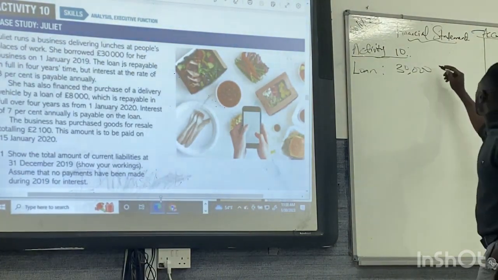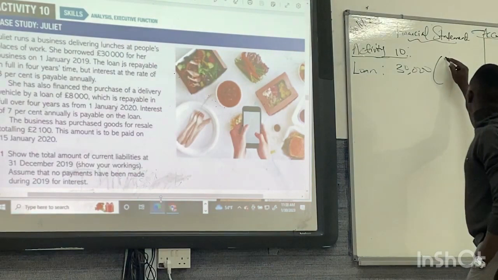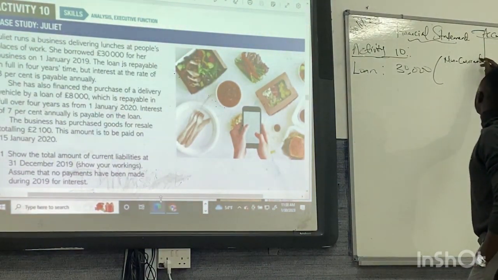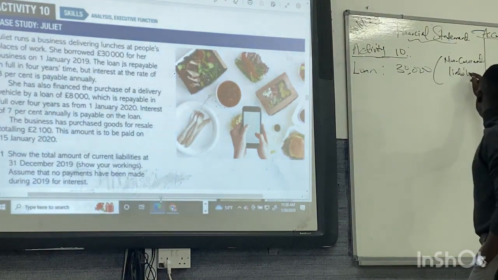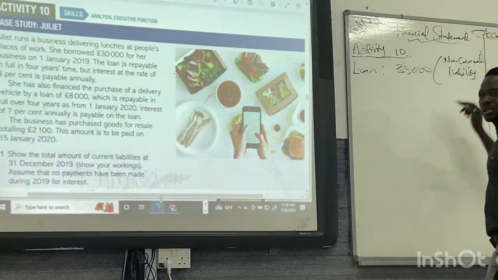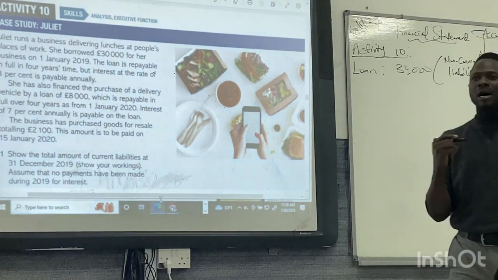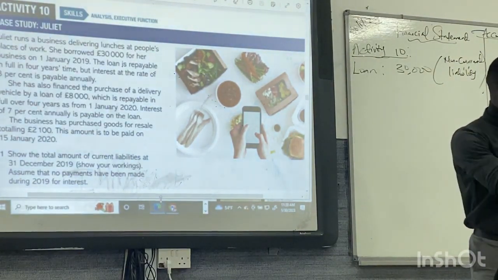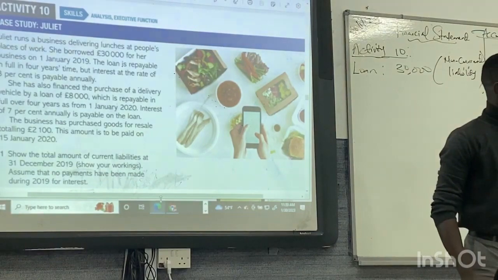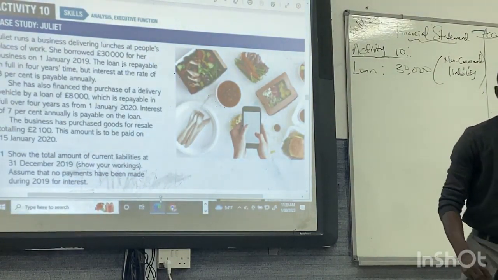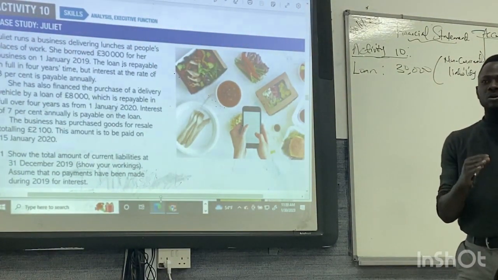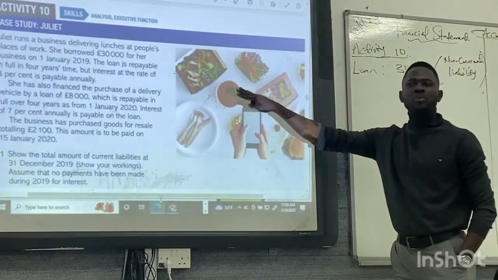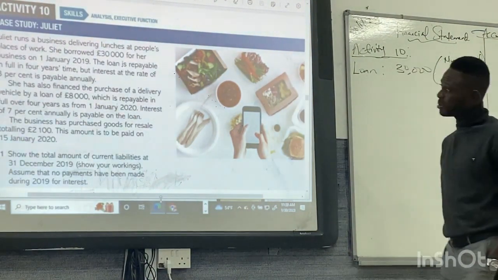So we consider this as non-current liabilities, because it's a long term. Non-current liabilities are liabilities that we have to pay after a year. Long-term loans are loans that are payable after a year. So this is a loan payable after a year for £30,000.